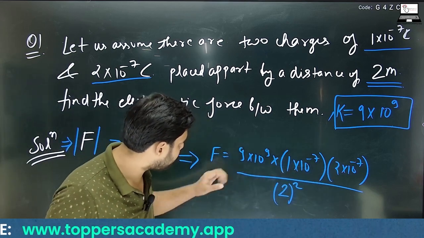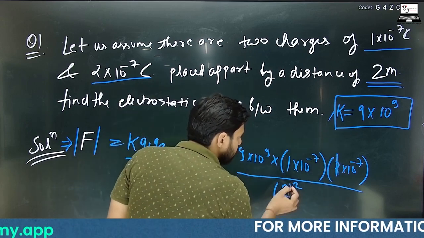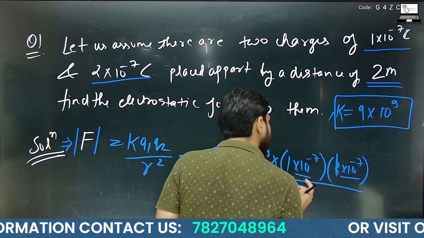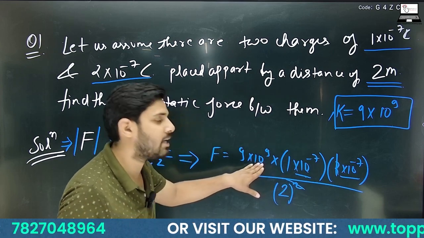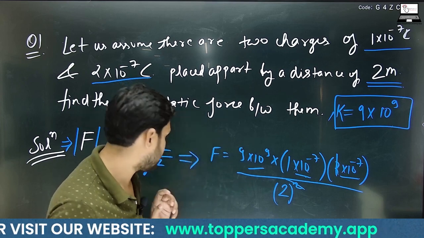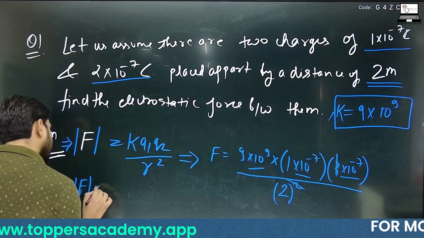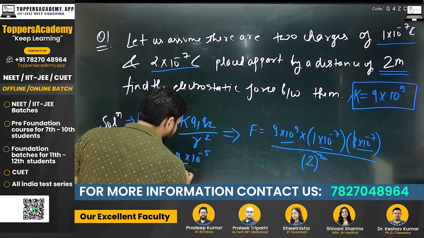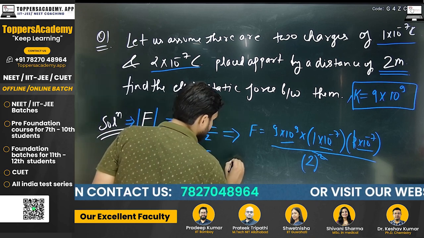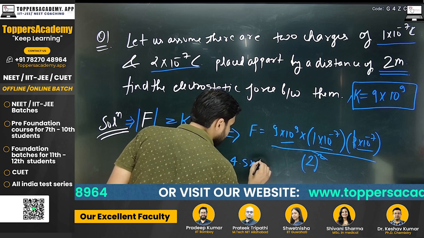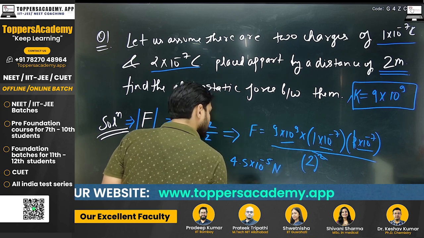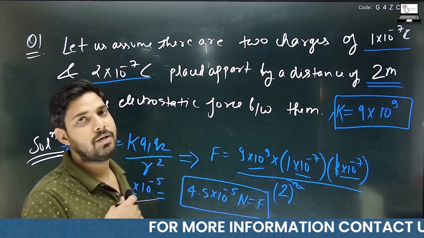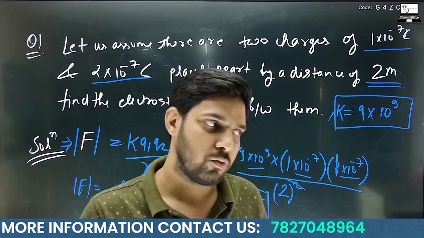1 × 2, it will be 2 × 9. One of the two will be cancelled. Okay, 10⁹, 9, 10⁻⁷, 10⁻⁷, −7 −7, −14, and −14 + 9 will be −5. Clear? So at the end, you will get a force of 9 × 10⁻⁵ upon 2, which is equals to 4.5 × 10⁻⁵ N. You can copy the illustration also, but my recommendation will be you just solve this on your own by reading the question.